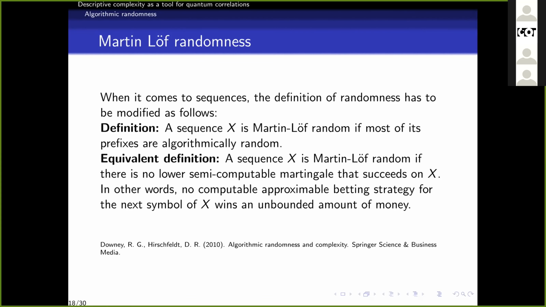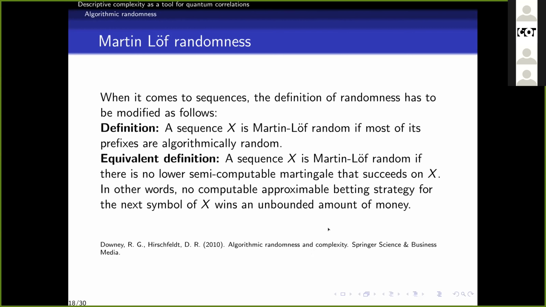which is that the sequence X is Martin-Löf random if there is no lower semi-computable martingale that succeeds on X. Let me explain this because there are many terms I didn't introduce here. So a sequence X is Martin-Löf random if there is no betting strategy. A martingale is a betting strategy that says on each round what symbol to bet for the next symbol. So we are saying that there is no betting strategy that, seeing the first bits of the string, can guess the next one and make an unbounded amount of money.